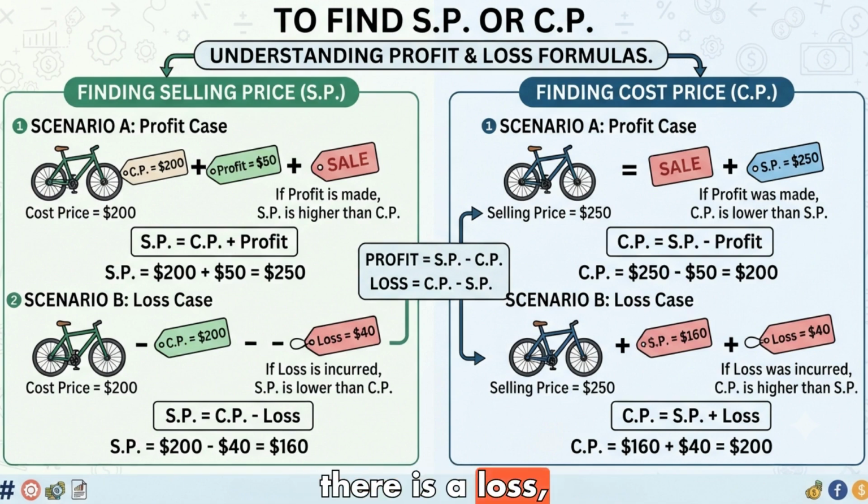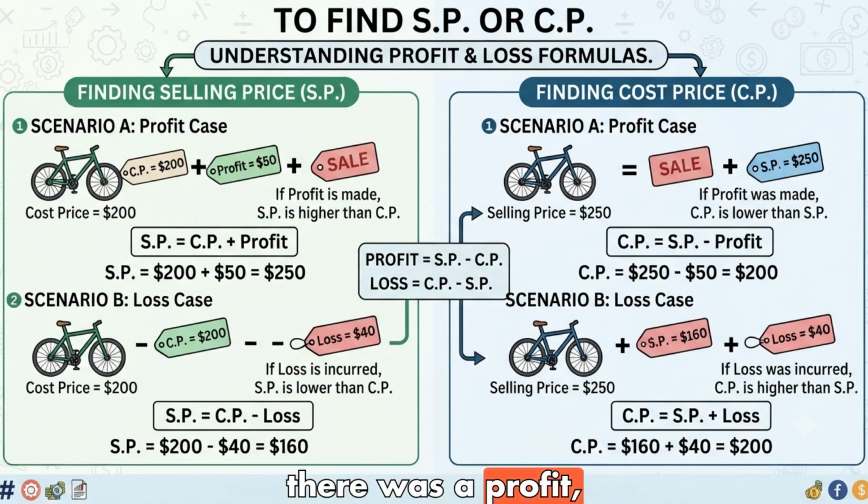When there is a loss, you subtract the loss from your original cost because you are selling it for less than you paid. Formula: SP = CP - Loss. 2. Finding cost price, CP. If you know what you sold the item for and whether you made a profit or a loss, you can work backward to find what you originally paid.